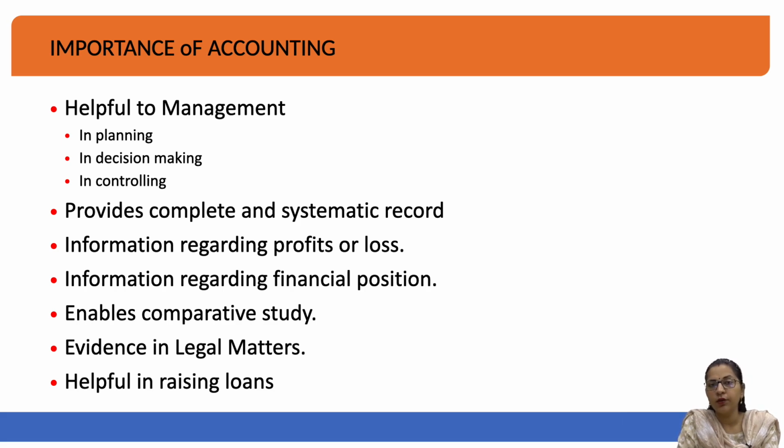Now, how is accounting information helpful to the management? The accounting information is helpful to the management in three ways. Number one, in planning. Number two, in decision making. Number three, in controlling. Now, when we talk about planning, decision making and controlling, all three have their own meaning. For example, if I talk about planning, what kind of planning would management like to do? Will they like to see certain projects where they should put their money? Will they like to do some advertisement for promoting their sales? The answer is yes. For all these things, they would have to plan.